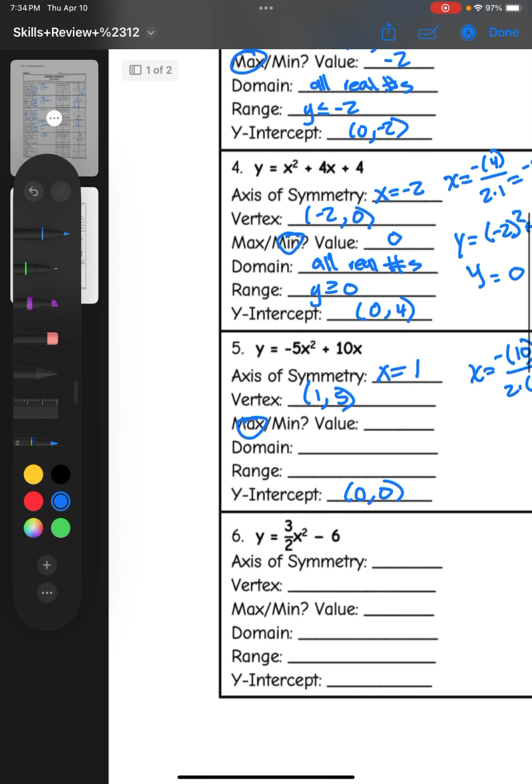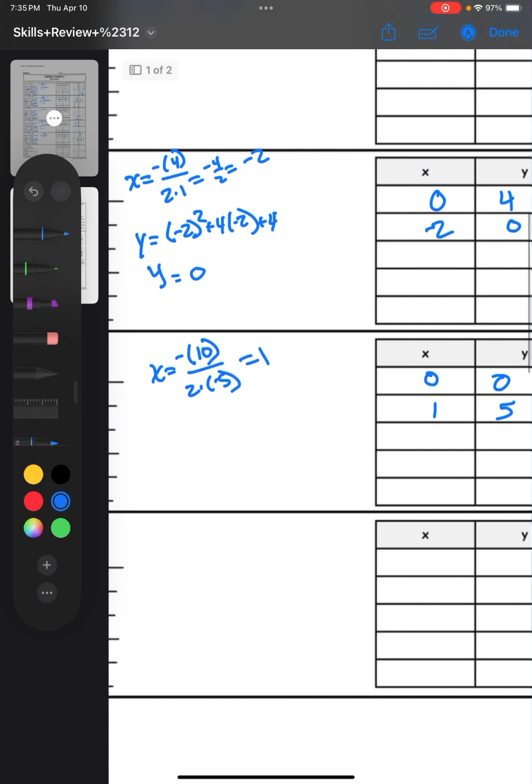So we have a maximum value of 5, and the domain is all real numbers. And our range is going to be our y, it needs to be less than or equal to 5, right? Because it's facing downward.